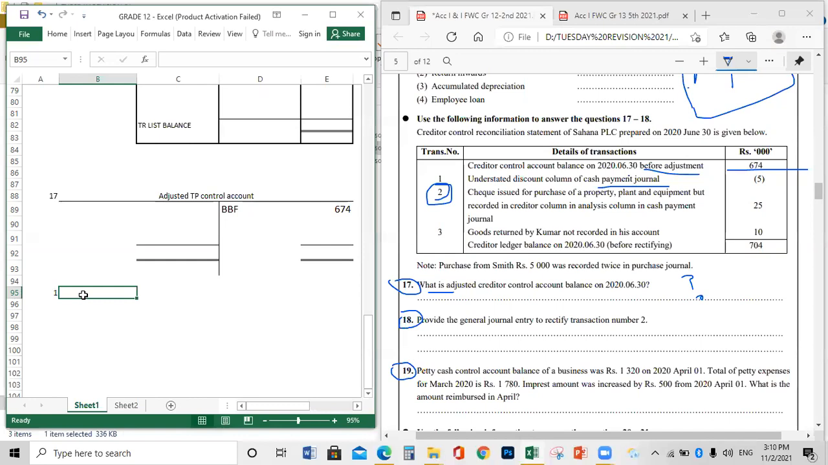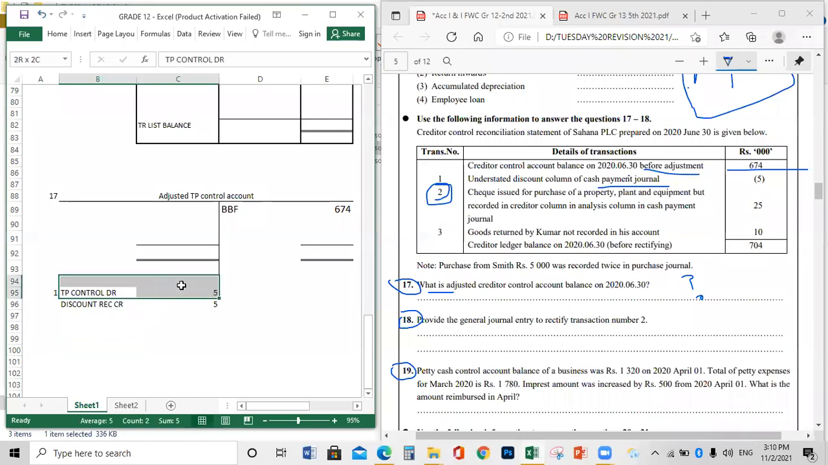So to correct this mistake, you should write it in the same side. So what is the same side? What's a double entry for discount received? Trade payable debit, discount received account credit. So your trade payable control account should be debited and your discount received account should be credited when you are correcting this error. By how much? By 5,000. Remember, it's the same side. If you want to correct the mistake, you will write it in the same side.